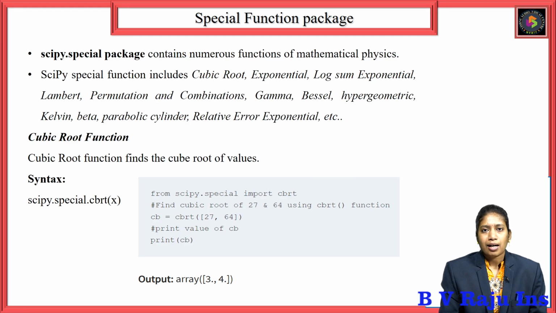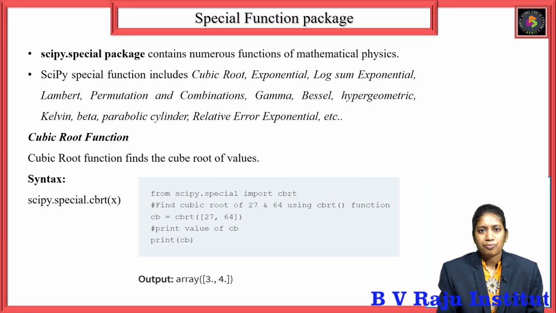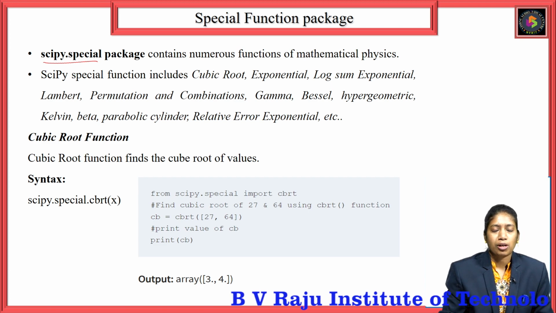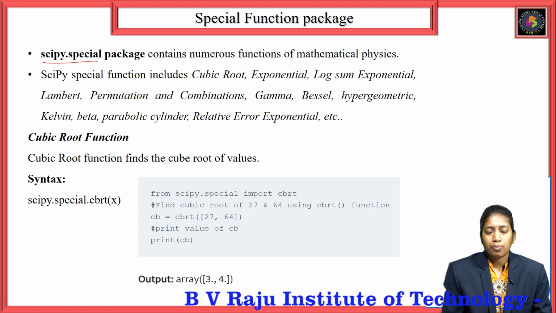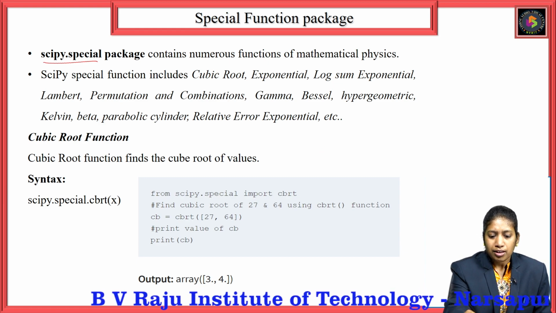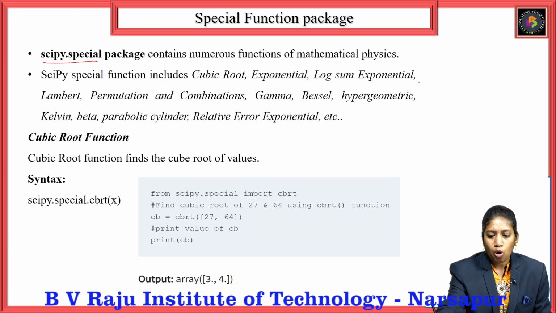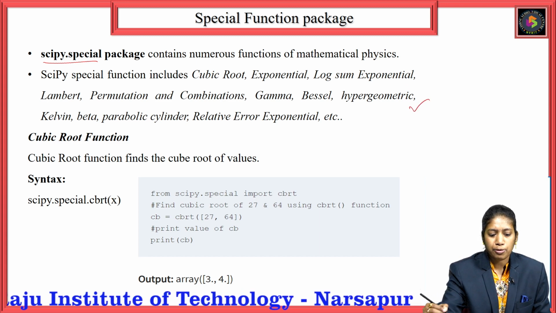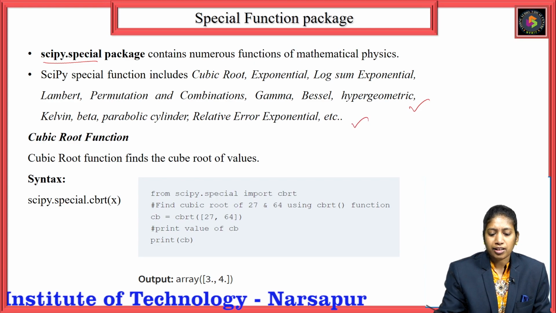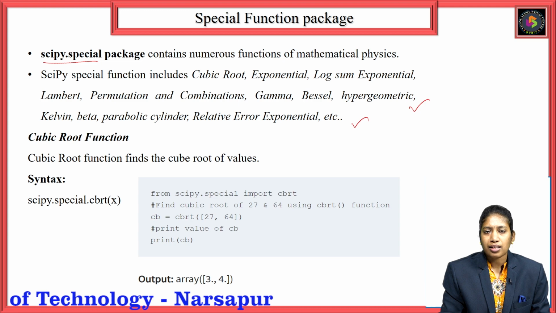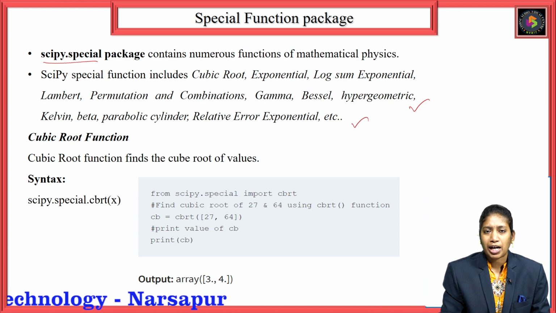Here is an example for a SciPy submodule, SciPy.special. Among the subpackages, I have taken the SciPy.special package. What methods are available in it? It has cube root, exponential, log-sum-exponential, permutations and combinations, gamma, hypergeometric, parabolic cylinder, and related error functions. All of these special functions are available in the SciPy library.